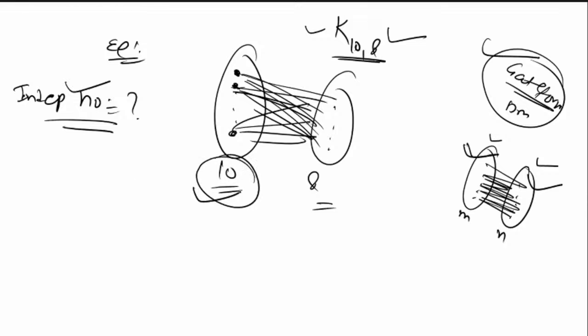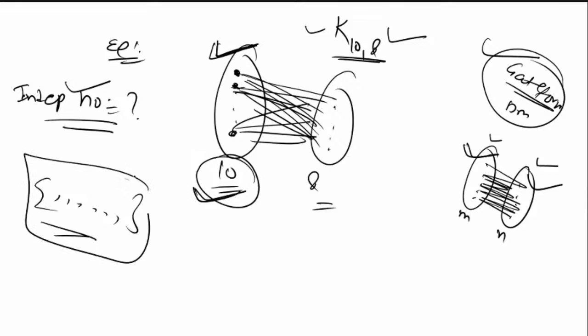If you take all these 10 vertices, then you can see they are non-adjacent because there is no edge within this partition. If you see this partition, there is no edge within it. So if you take all these 10 vertices from here, then they will make an independent set. So this is an independent set.